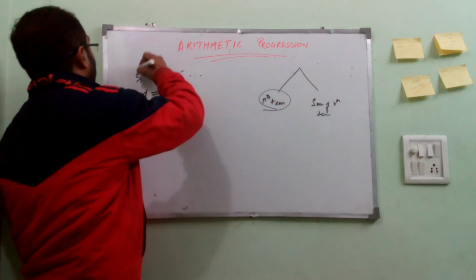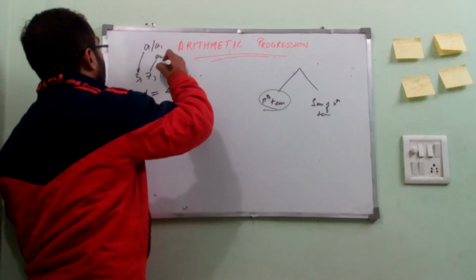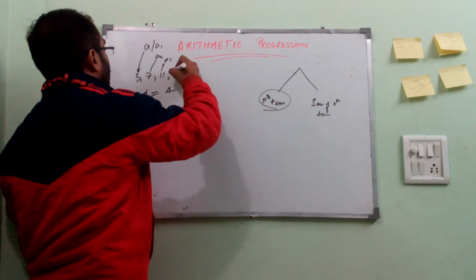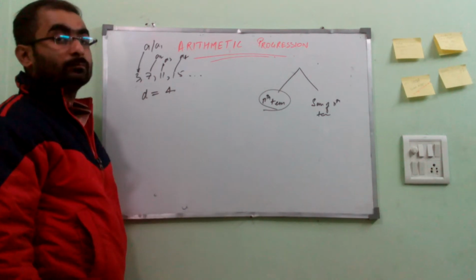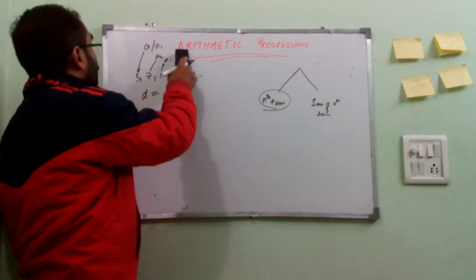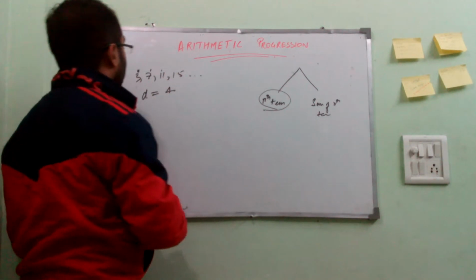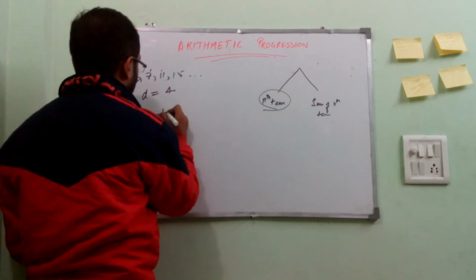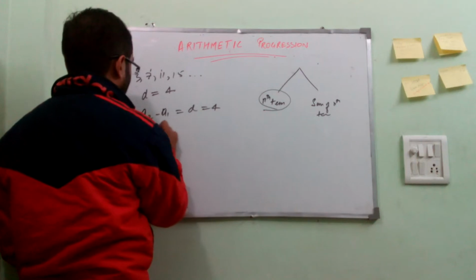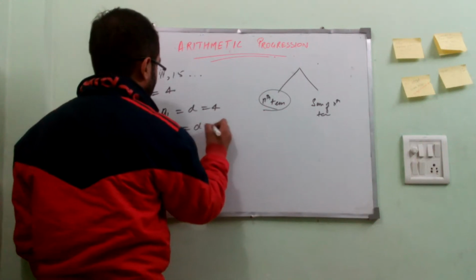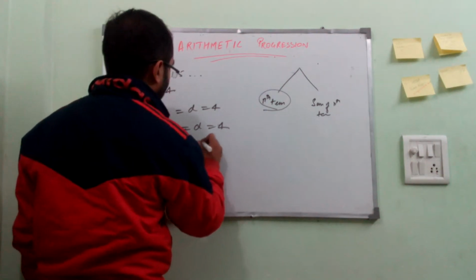Now, the first number is said to be A or A1, the second number A2, the third number A3, the fourth number A4. So they are all arranged in an order. Now, if I subtract A2 minus A1, I get the difference, that is 4. A3 minus A2, then also I get the difference as 4. A4 minus A3, then also the difference is 4.